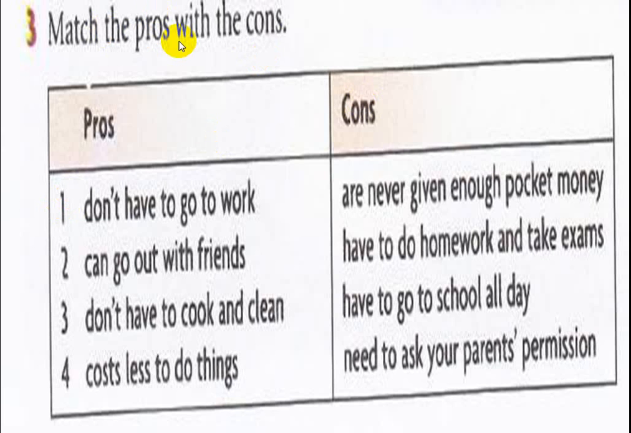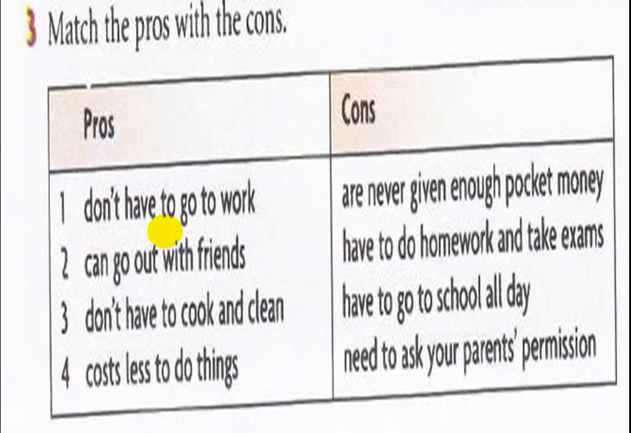Here, match the pros and cons. What did we say the meaning of pros and cons is? It means advantages and disadvantages. Match the pros with the cons. The pros: number one, you don't have to go to work. That is an advantage. You don't have to go to work.